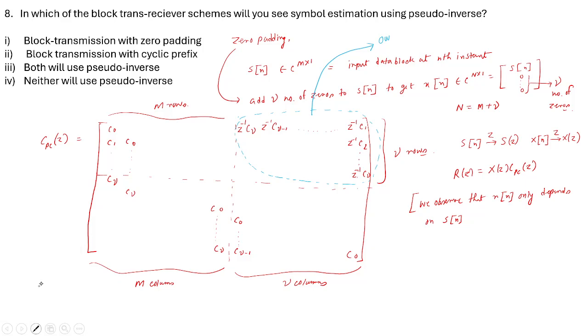Let me write down here how you are reaching here. From this observation, you can do the calculation, and you can understand that that is the goal of zero padding.